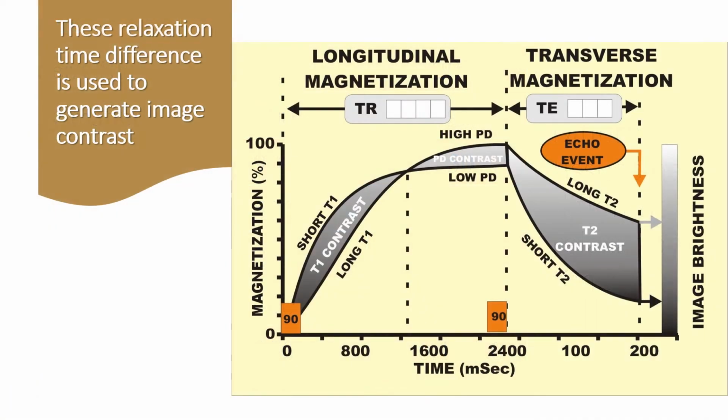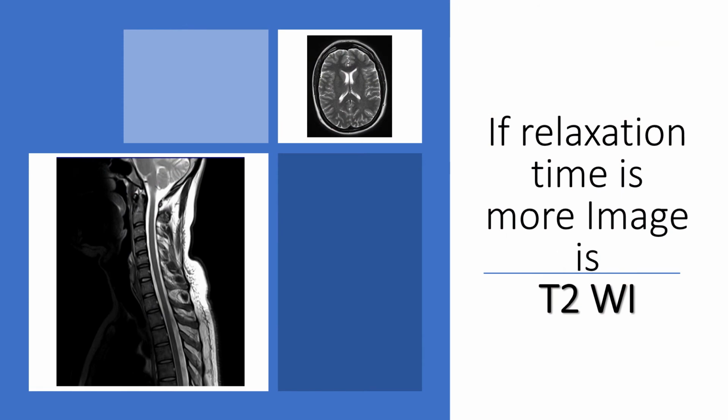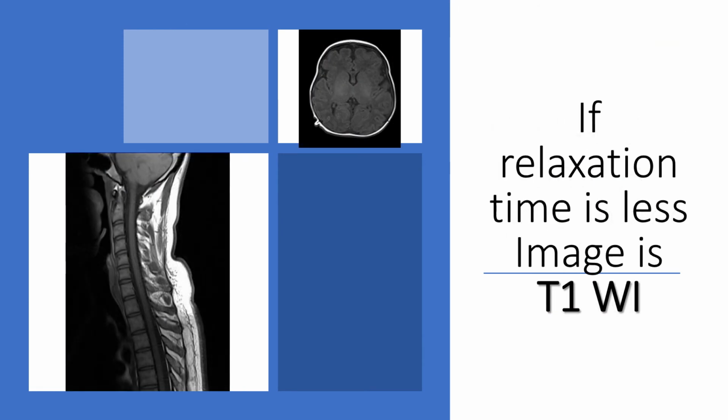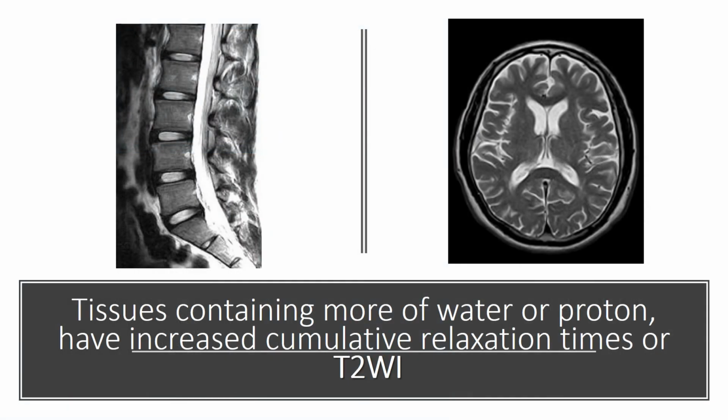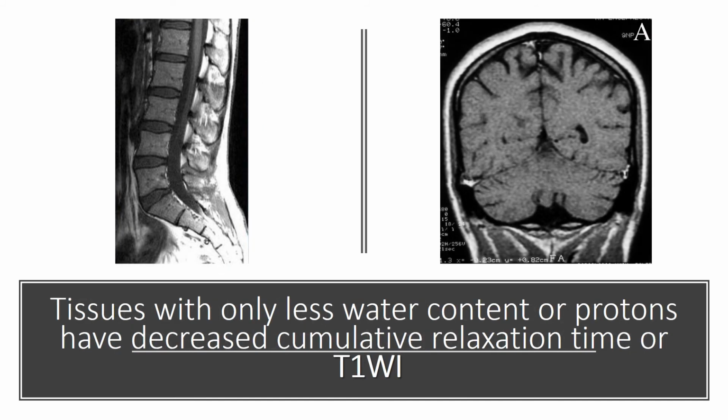Different tissues have different relaxation times. This relaxation time difference is used to generate image contrast. If relaxation time is more, the image is T2 weighted. If relaxation time is less, the image is T1 weighted. Tissues containing more water or protons have increased cumulative relaxation times, or T2 weighted image. Tissues with less water content or protons have decreased cumulative relaxation time, or T1 weighted image.